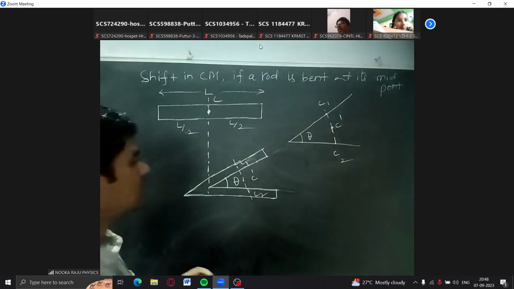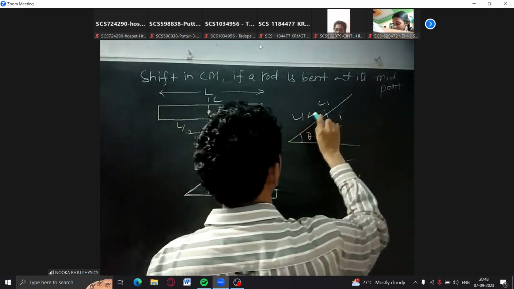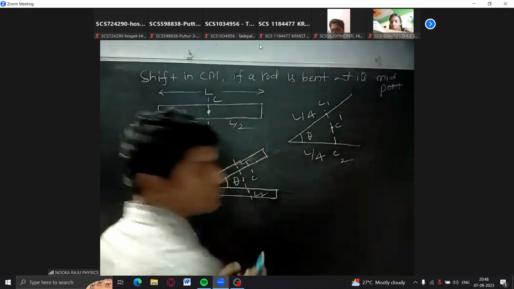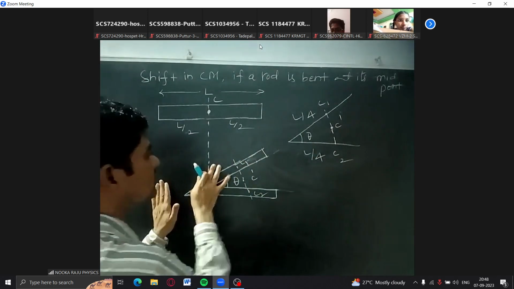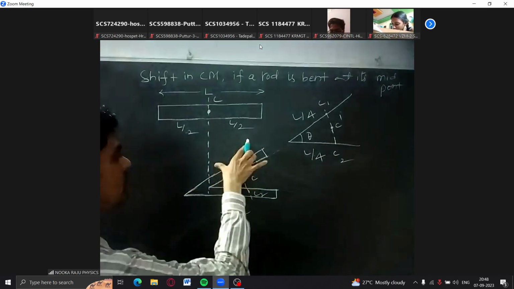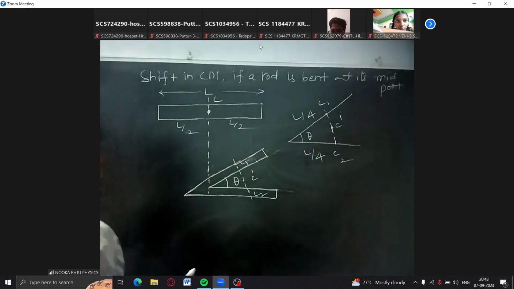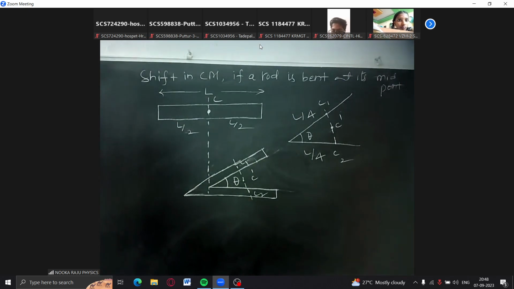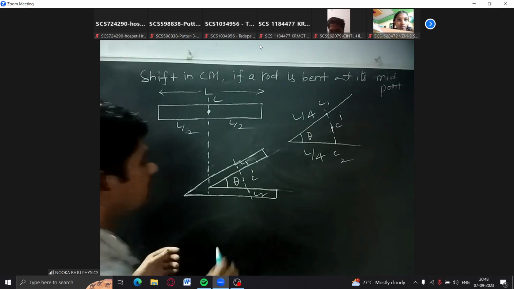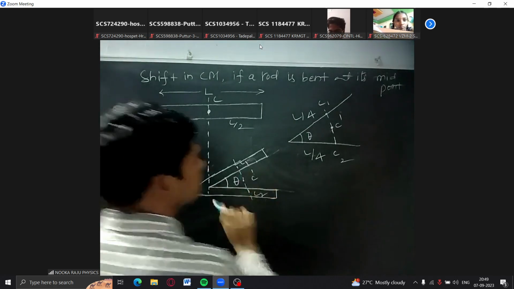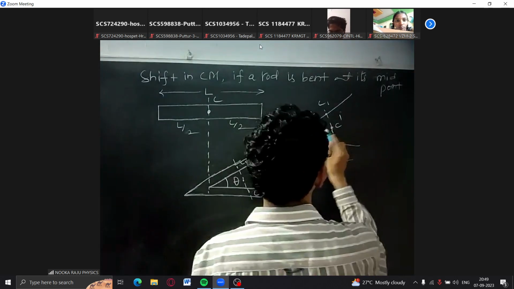Now I said already, this is L by 4. Automatically this one also equals L by 4, because this is L by 2, this is L by 2. So this is L by 2 overall, divided into two parts, L by 4, L by 4. Right? Now here, where is the center of mass? This is the center of mass point. So here you have to divide it into just the center of mass point.